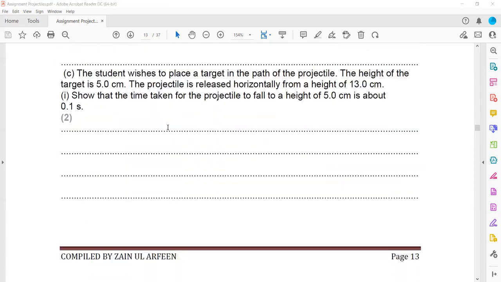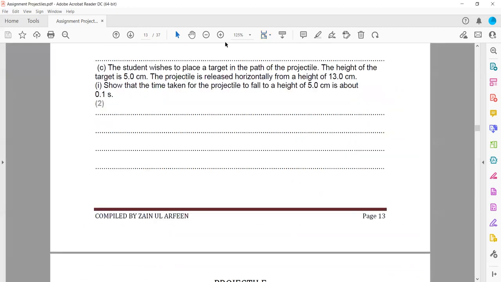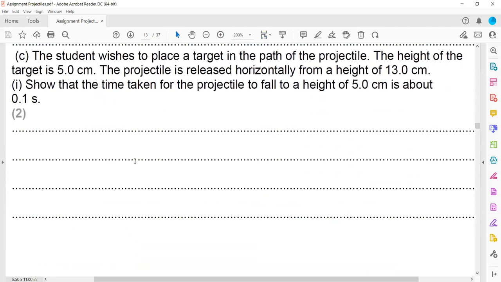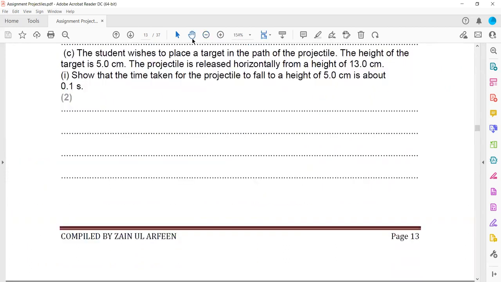A student wishes to place a target in the path of a projectile. The height of the target is 5 cm. So there is a target placed, which is 5 cm in height. And the projectile is released from a height of 13 cm. So this projectile, the object or a rock, is launched from a height of 13 cm.